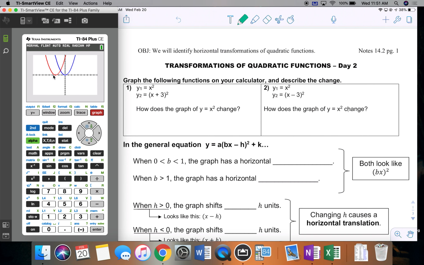So, what do we notice? When we added 3 in parentheses, it moved to the left 3. From blue, the vertex went 1, 2, 3.